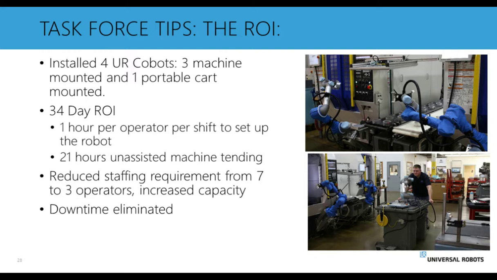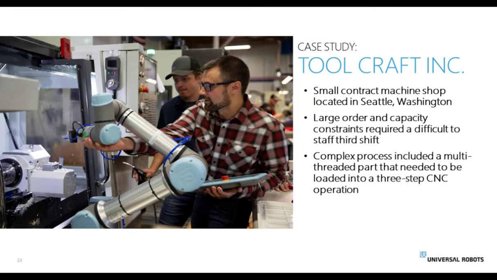1 hour per operator each shift to set up the robot for the task it's going to do yields 21 hours of unassisted machine tending time. They reduced their staffing requirements from 7 to 3 operators, which allowed them to redeploy the other operators to increase their other capacity and eliminate downtime.